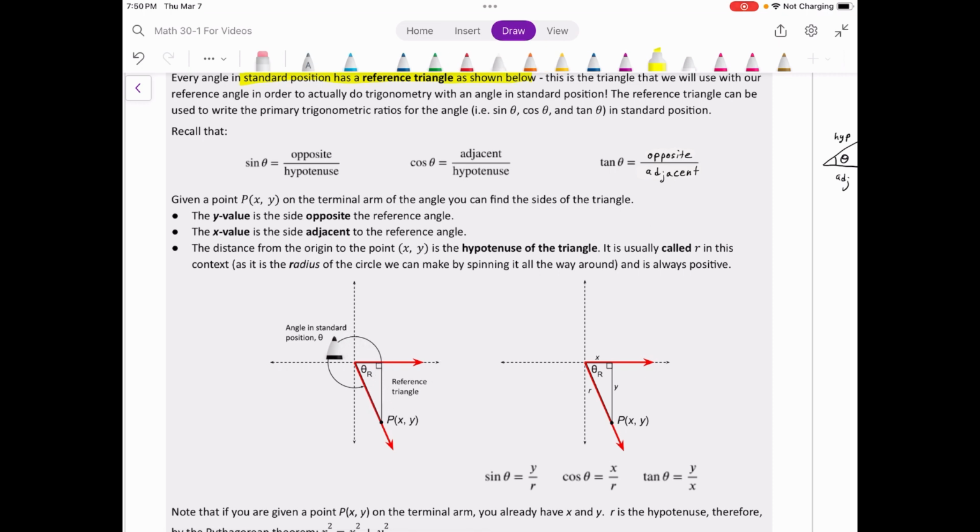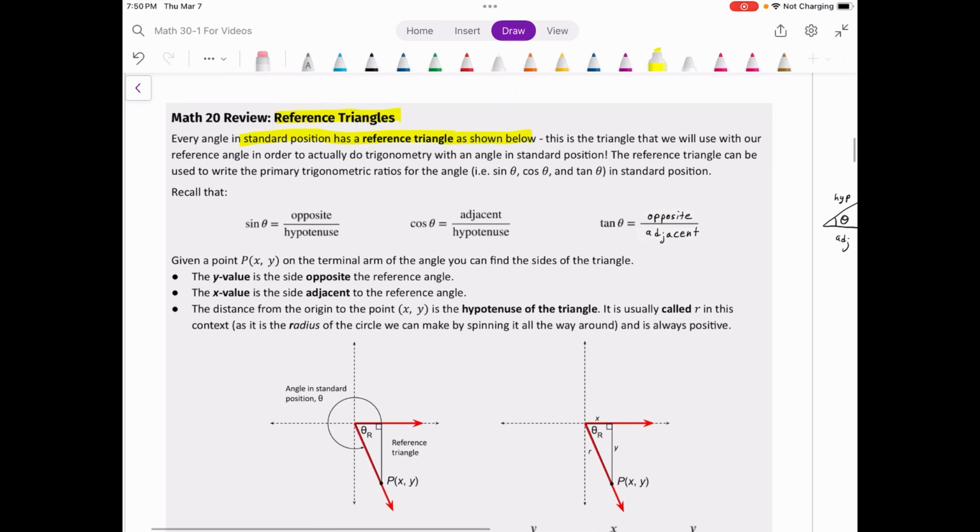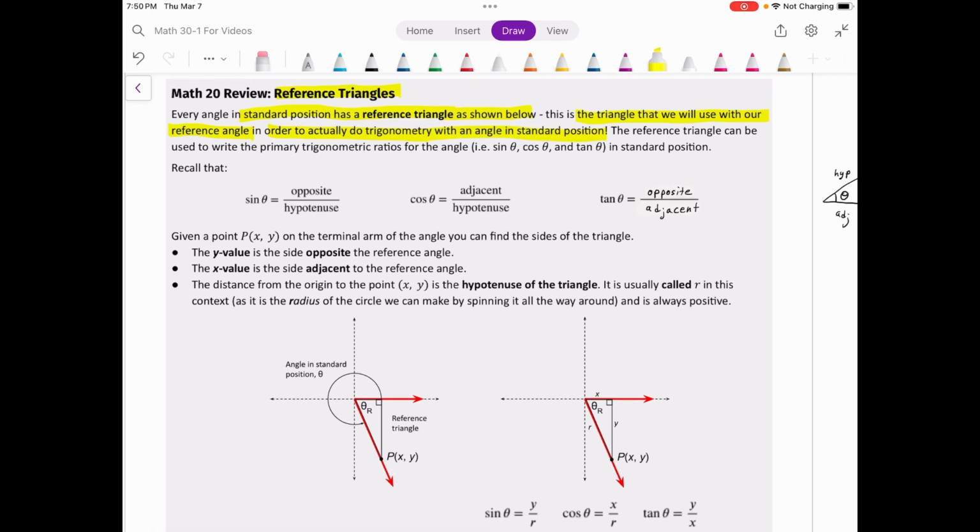You've got your angle in standard position. You can think about a reference angle there, and really one of the main points of thinking about a reference angle is so that you can draw this reference triangle here and start actually doing some trig with it, doing what's the opposite or the adjacent or the hypotenuse with that reference angle. That reference triangle is the triangle we'll use with our reference angle in order to actually do trig with an angle in standard position. And that reference triangle can be used to write the primary trig ratios. The primary trig ratios are just SOHCAHTOA, sine, cos, and tan, for any angle in standard position.